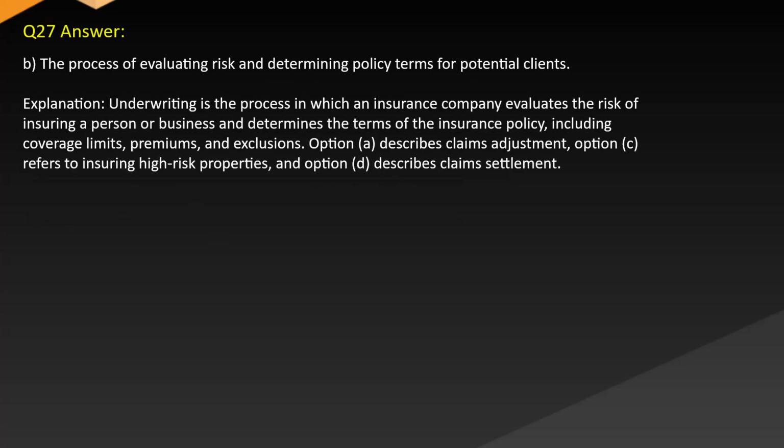Answer: B. The process of evaluating risk and determining policy terms for potential clients. Explanation: underwriting is the process in which an insurance company evaluates the risk of insuring a person or business and determines the terms of the insurance policy, including coverage limits, premiums, and exclusions. Option A describes claims adjustment. Option C refers to insuring high-risk properties, and option D describes claims settlement.